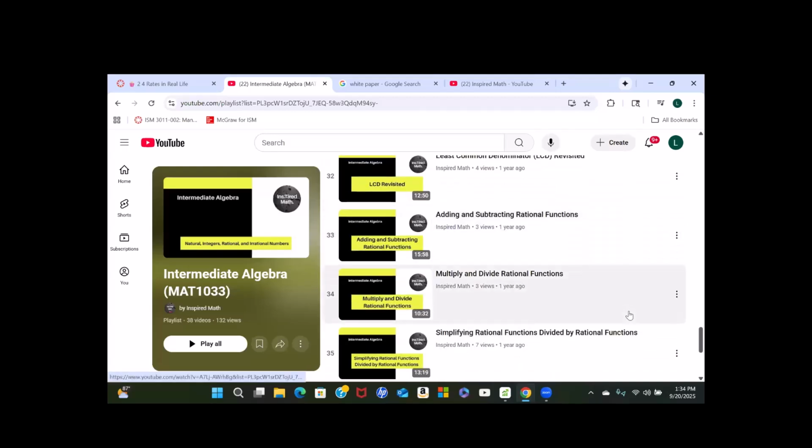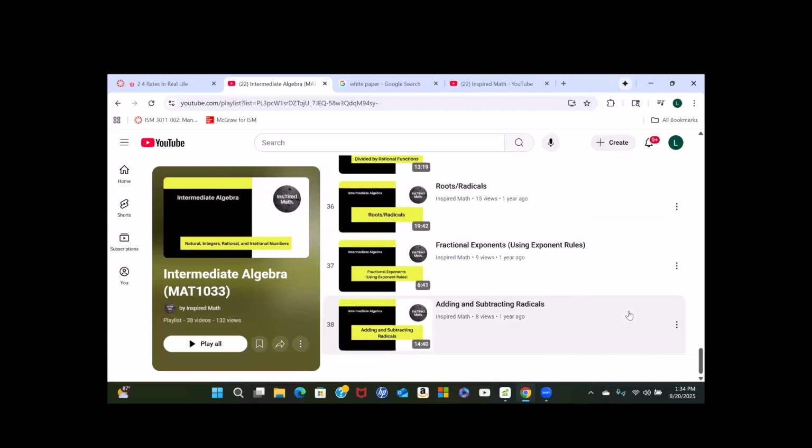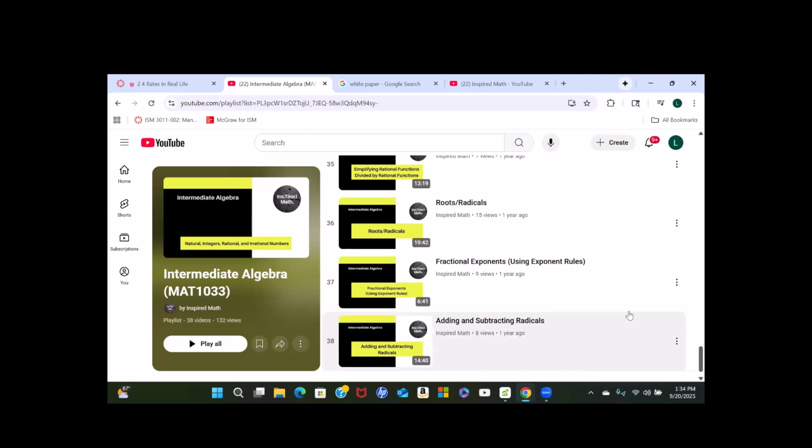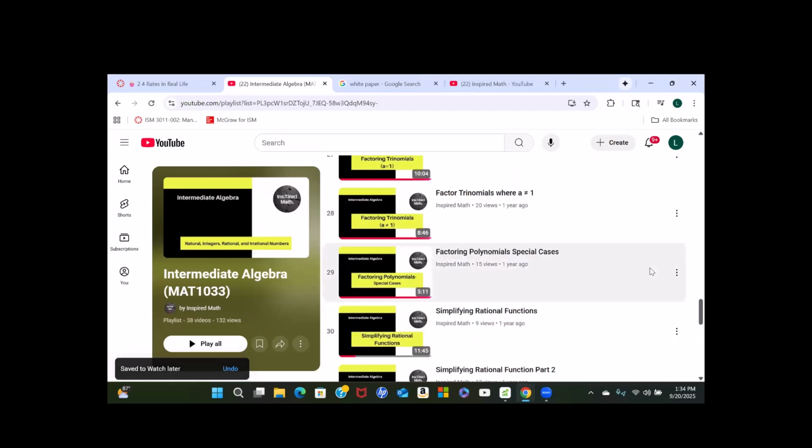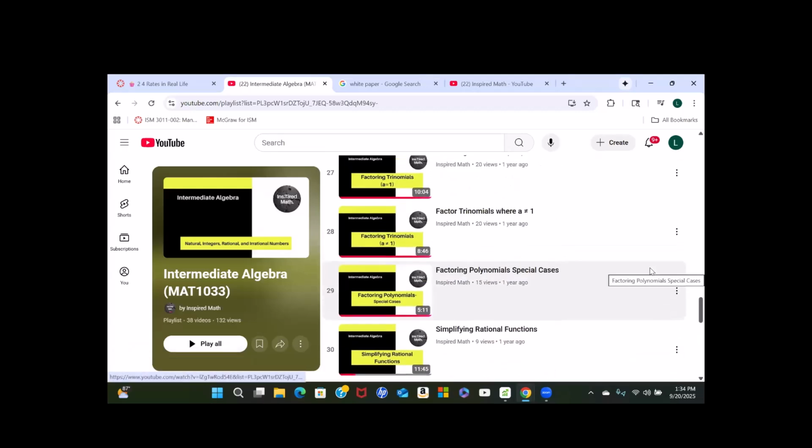I think that's the last thing we do. Yeah, there's fractional exponents. Roots and radicals starts it, then fractional exponents, adding and subtracting radicals, I guess you can look at. But factoring is in there. Everything really, the basic algebra that everybody misses is in here. And they're pretty well edited.